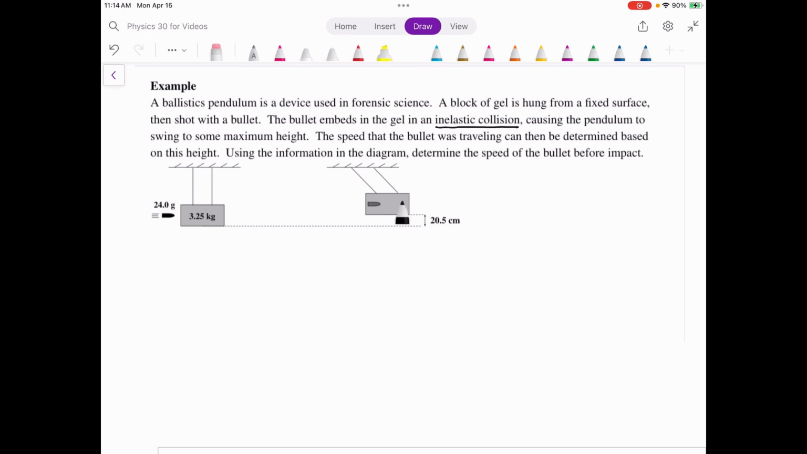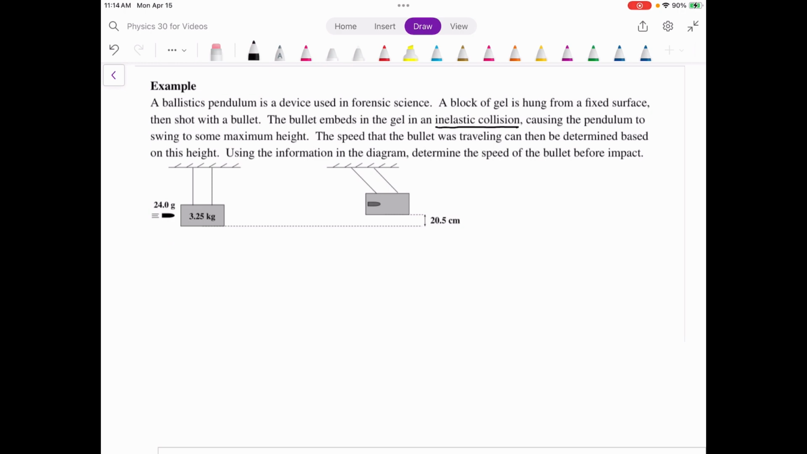So that's pretty cool. Based on how high that goes, we can work out how fast the bullet was going and use that to analyze forensic situations. The speed that the bullet was traveling can be determined based on this height. So using the information given in the diagram, determine the speed of the bullet before impact.